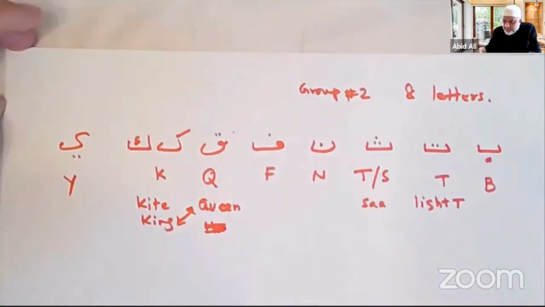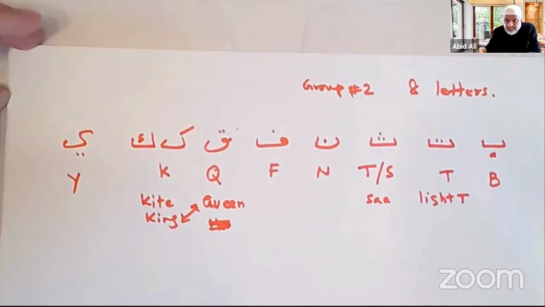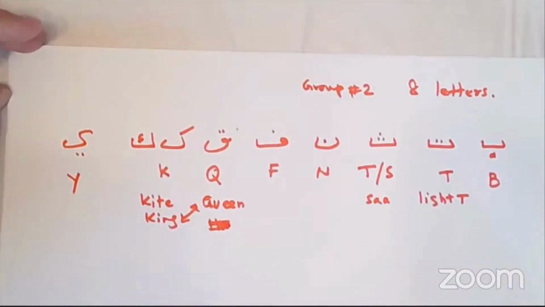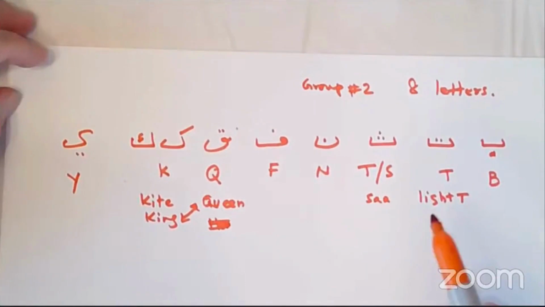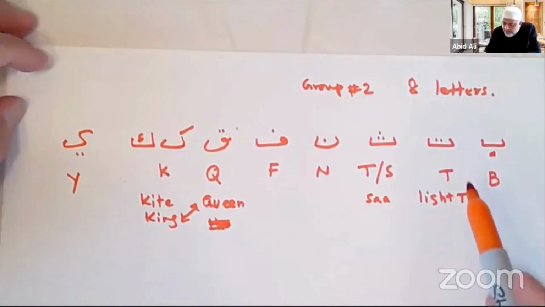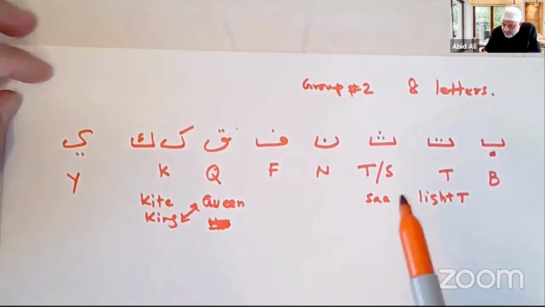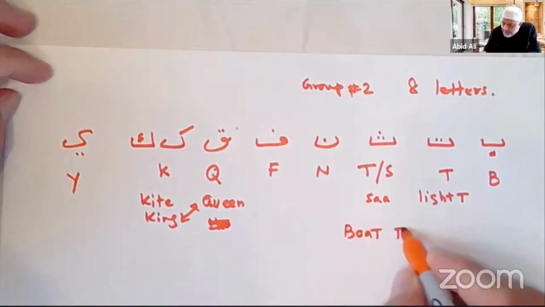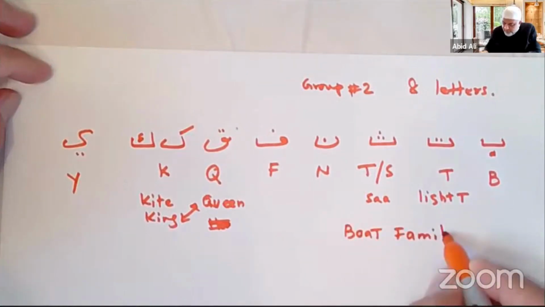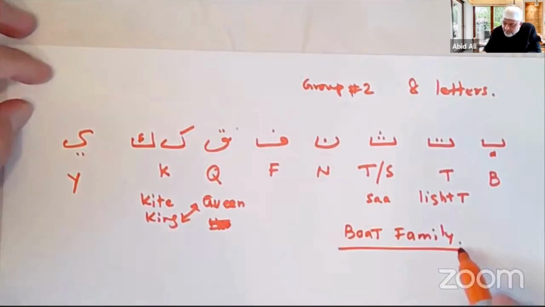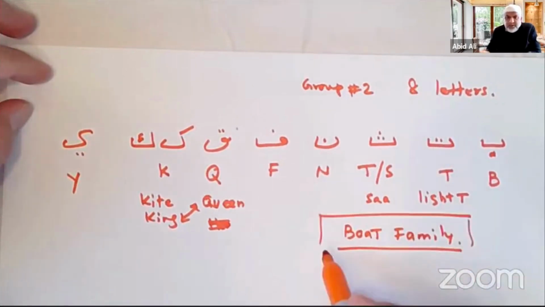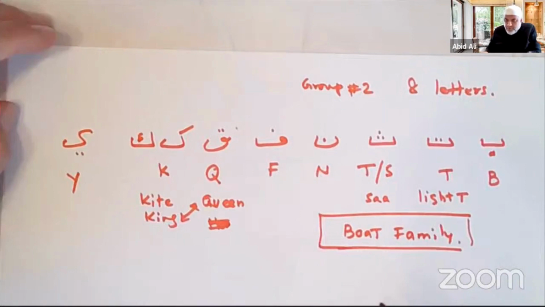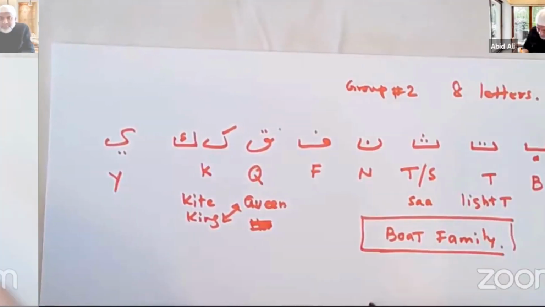Any questions on this? Okay, clear. So just for fun, because they all look like a boat, right? We call them a boat family. This is not an Arabic term. This is just for our brain to keep them in mind, that these letters look like a boat. See, they all look like a canopy. Group number 3.